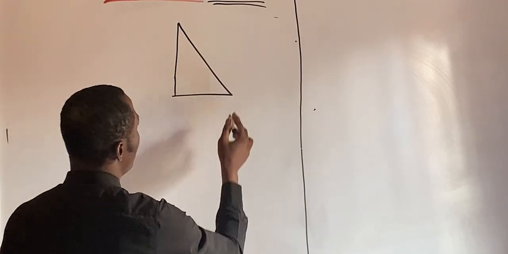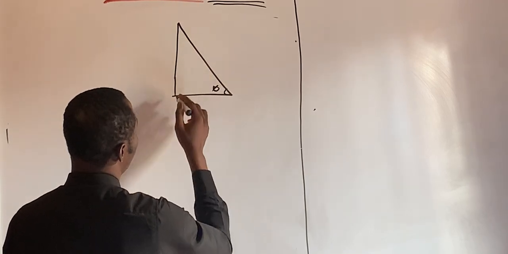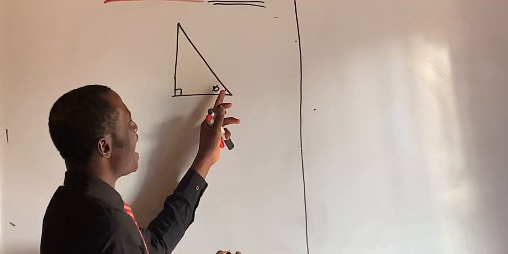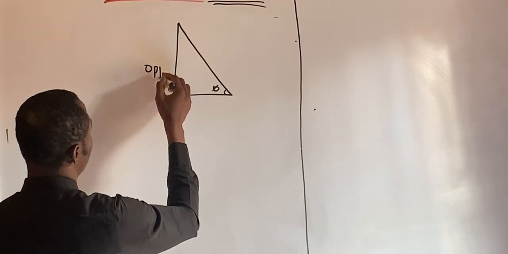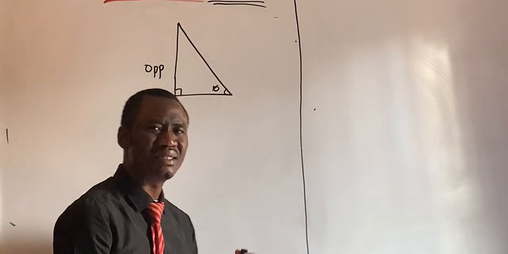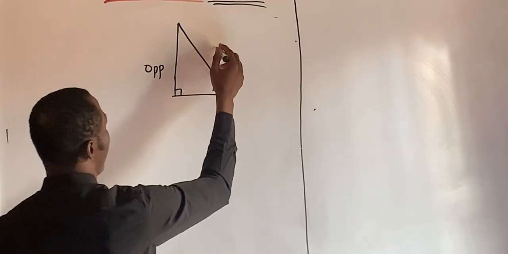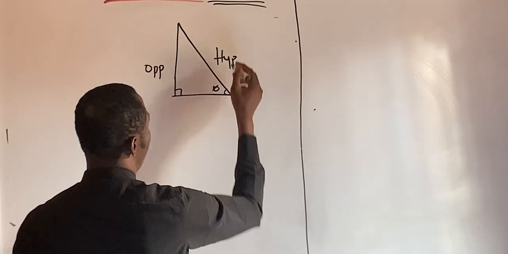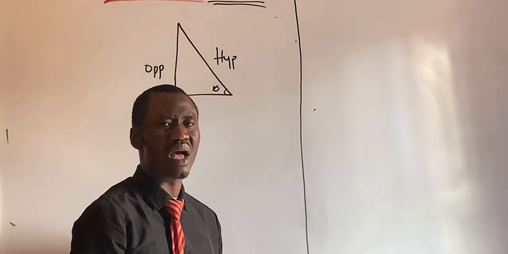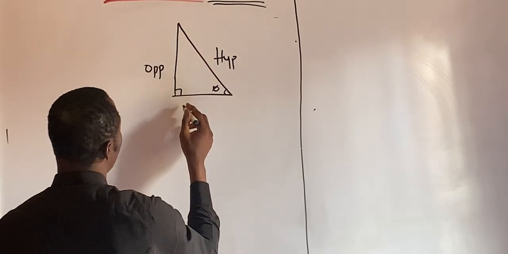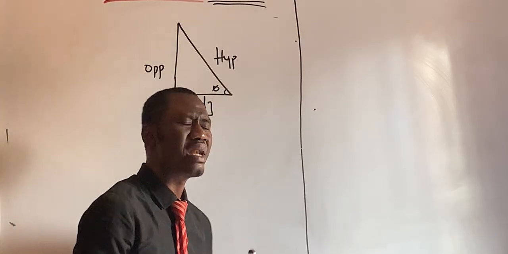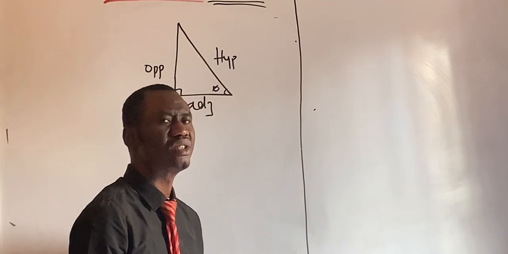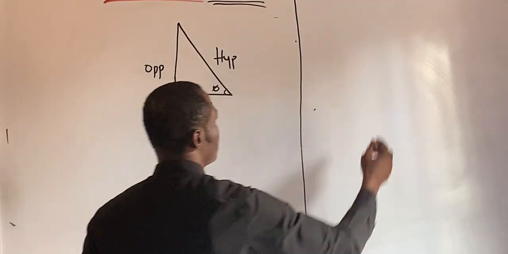Now, this triangle, let's say, has a theta and it has an angle. The side that is facing the theta is called the opposite. The side that is facing the right angle is called the hypotenuse, and some will say the longest side of the triangle. The remaining side is called the adjacent. Now, having known this, we will now try to illustrate the sides of the triangle.